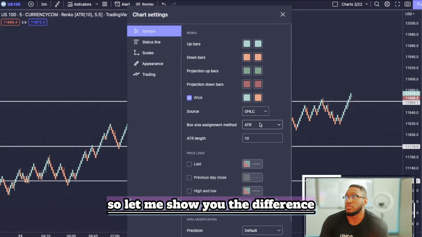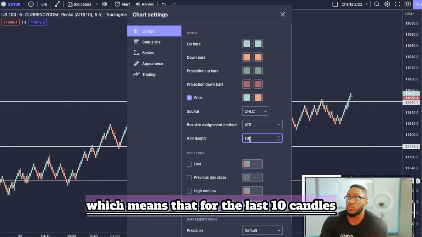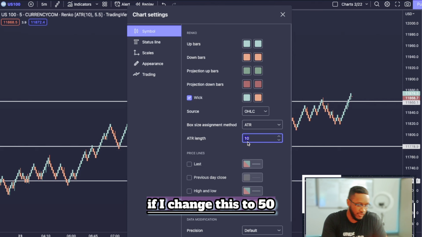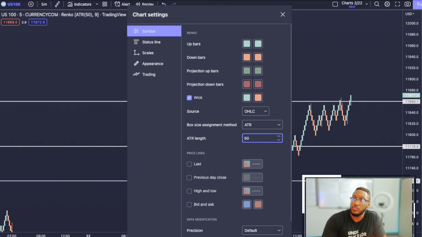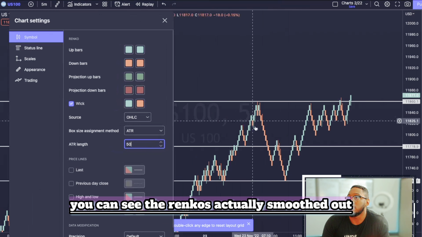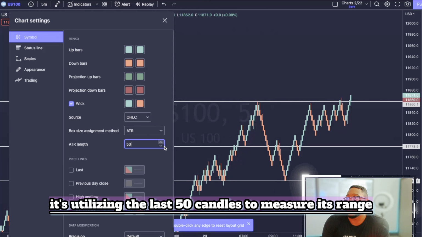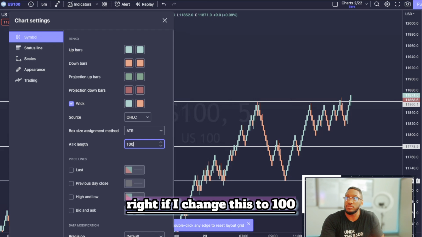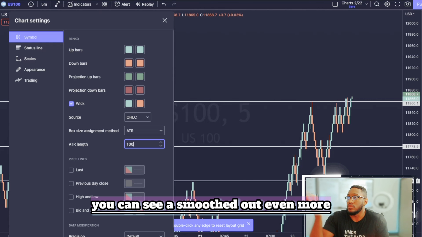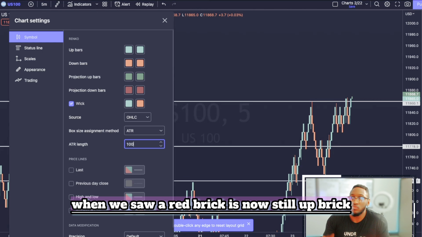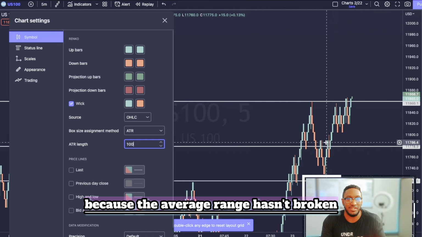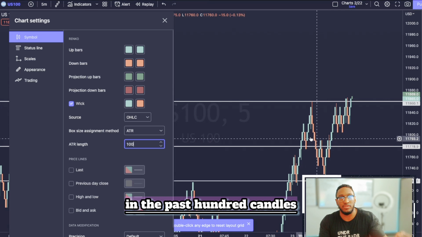So let me show you the difference. I'm using the ATR at 10, which means that for the last 10 candles it's measuring the average true range. If I change this to 50, you can see the Renko is actually smoothed out. It's utilizing the last 50 candles to measure its range, right? If I change this to 100, you can see it smoothed out even more. What we saw as a red brick is now still an up brick because the average true range hasn't broken in the past 100 candles, right?